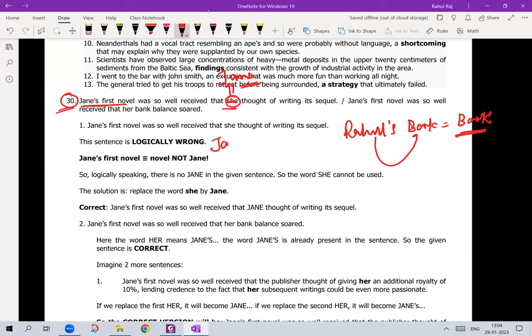Just understand this: Jane's novel, with the apostrophe, is the possessive form. Jane's first novel is just equal to first novel. So all I'm trying to say is, Jane's first novel was so well received that C thought of writing its sequel. When you write C, what is C referring back to? Who is C over here? Jane. But there's no Jane in the sentence at all.